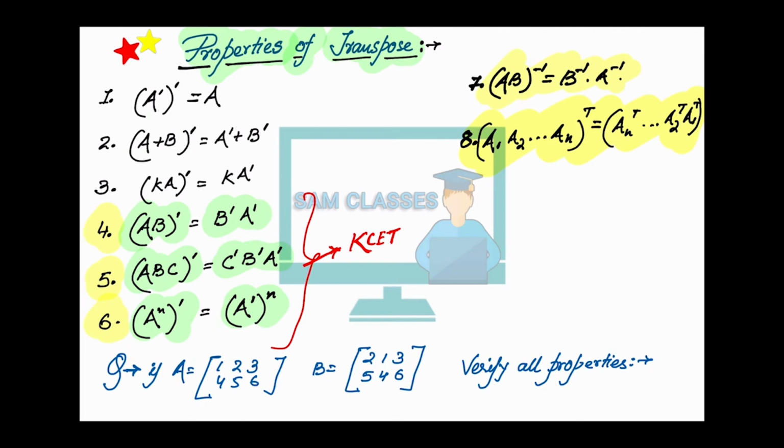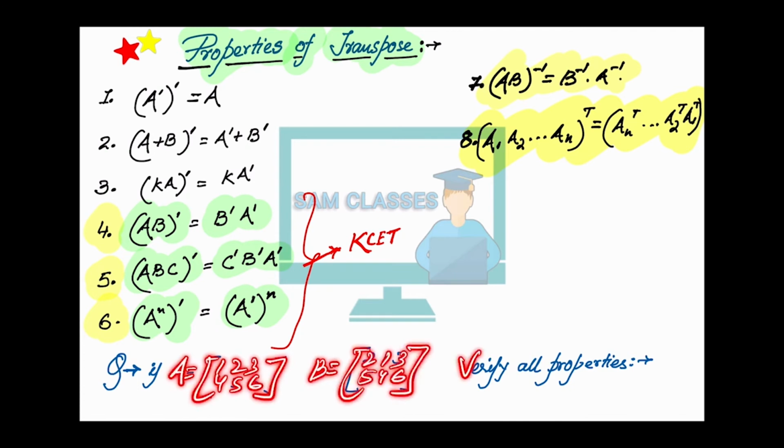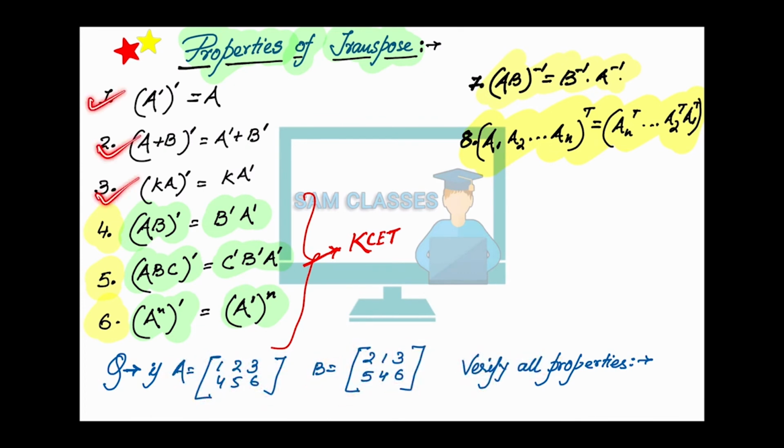Now we have a matrix A = [1, 2, 3; 4, 5, 6]. Here we have B = [2, 1, 3; 5, 4, 6]. What they're trying to say is you have to verify all the properties. All the properties means whatever properties we have listed here, you have to verify them.